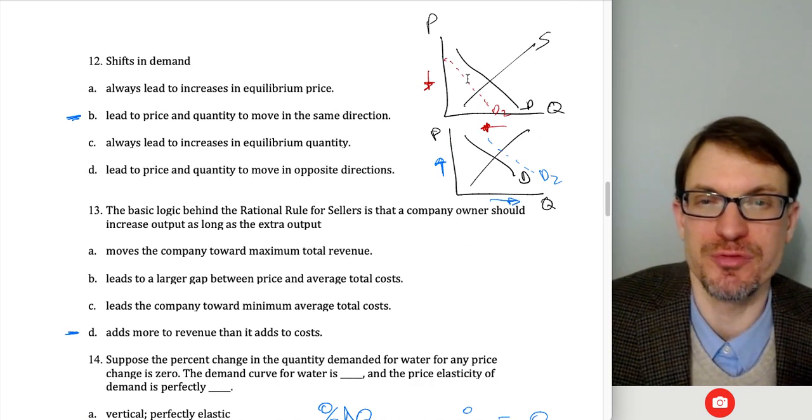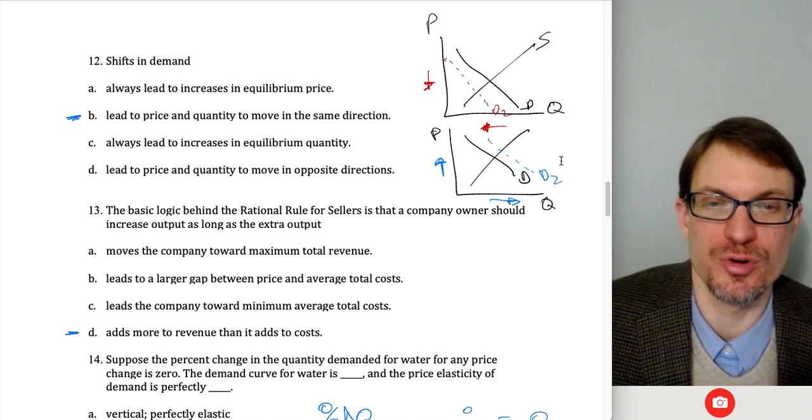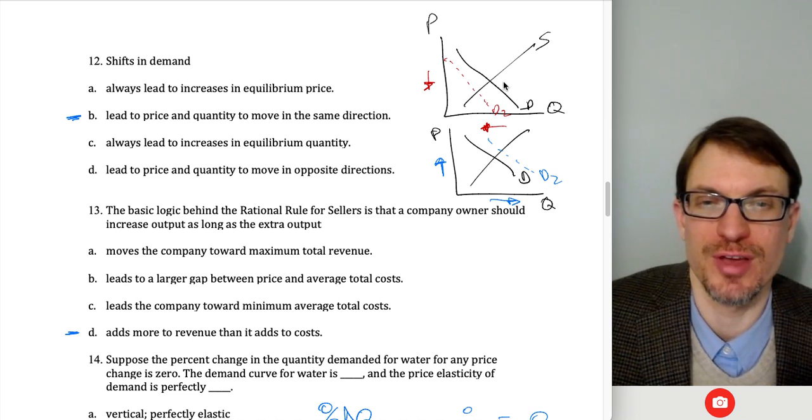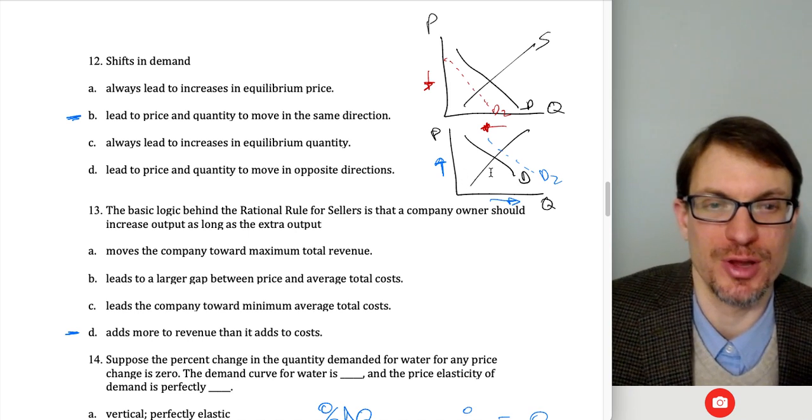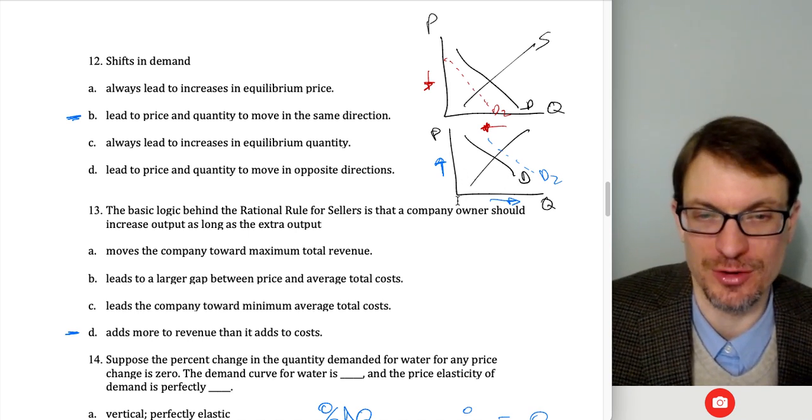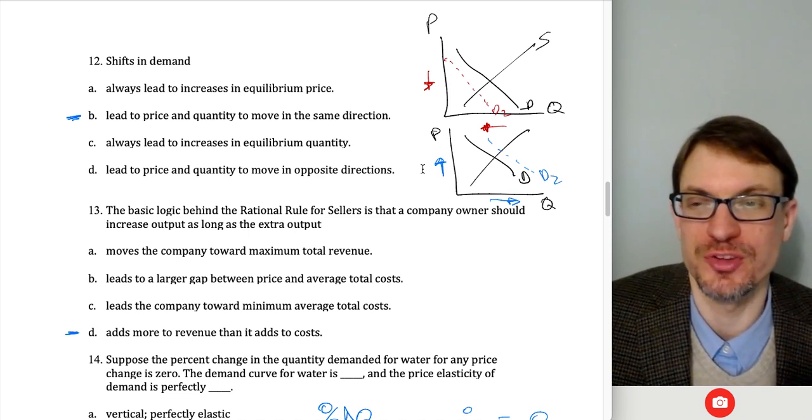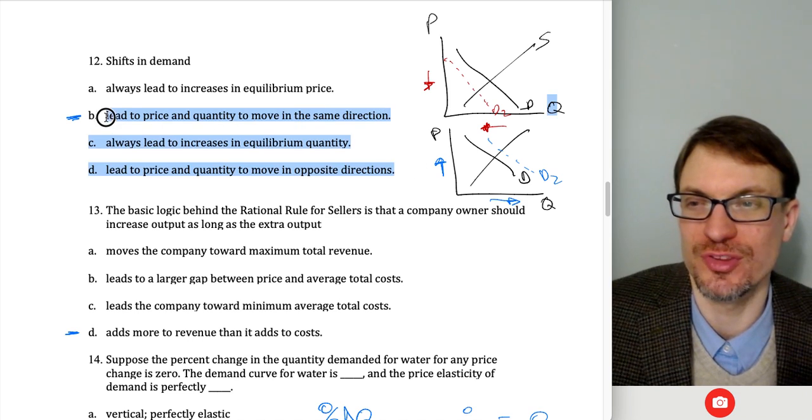So here I've got a leftward shift of demand. Here I've got a rightward shift of demand. In the top picture, I've got a leftward shift. Quantity and price are both falling. In the bottom picture, I have a rightward shift of demand, increase in demand. I have quantity and I have price both increasing. Yep, they both move in the same direction.